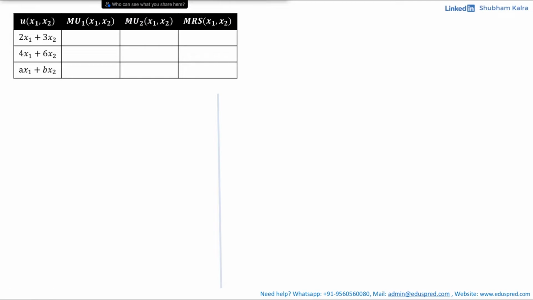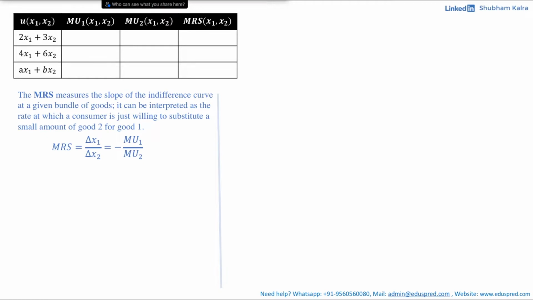Here, for the given utility functions, we are asked to calculate the marginal utilities and the marginal rate of substitution. So let's first understand what we mean by these terms. Your marginal rate of substitution, or MRS, measures the slope of the indifference curve at a given bundle of goods. It can be interpreted as the rate at which the consumer is just willing to substitute a small amount of good 2 for good 1.